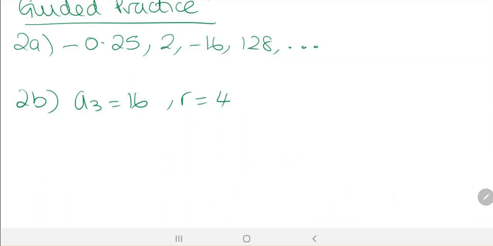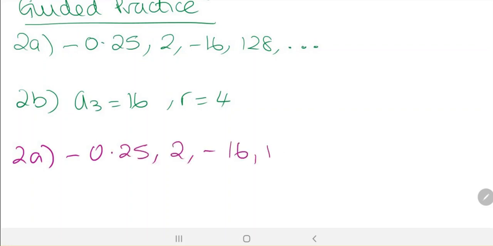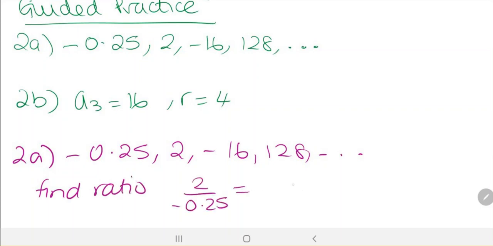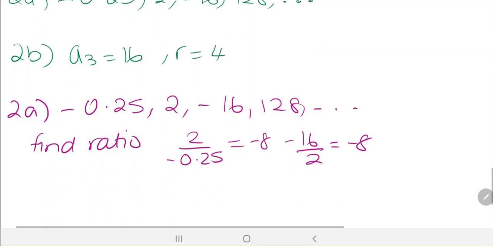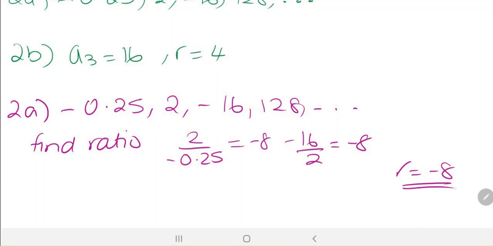So guided practice, 2 questions, 2A and 2B. Pause and have a go and press play. If you look at 2A first, we have negative 0.25, 2, negative 16, 128. We need to find the ratio. To find the ratio, we take the terms and we divide. I'm just going to take 2 of the terms. So negative 16 divided by 2 is negative 8, and it's going to be the same for the others. So the ratio is negative 8.